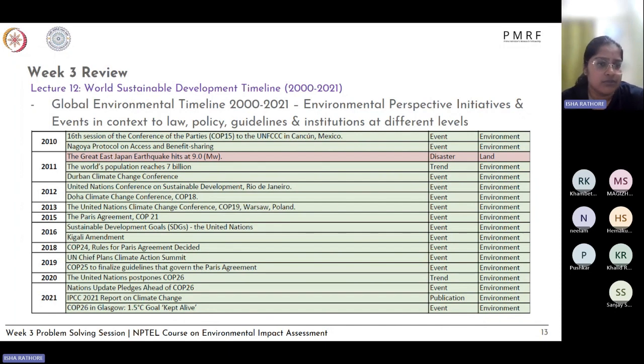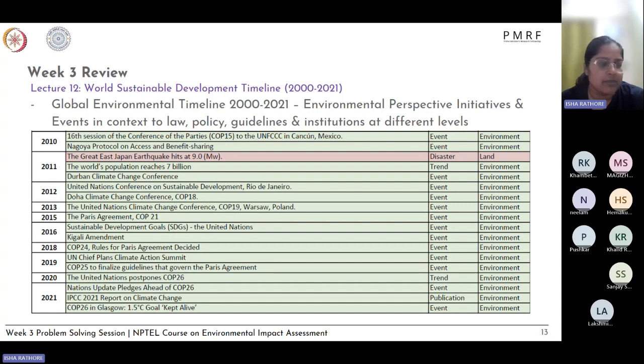2011, we had the Japan earthquake, which hit at 9 magnitude on the Richter scale. This was again a disaster, because Japan lies on seismic and tectonic plate movement lines. So it keeps experiencing earthquakes, but this was a very significant earthquake, and it led to further rescue and rehabilitation efforts. Then the world population reached 7 billion in 2011, and we had the Durban Climate Change Conference.